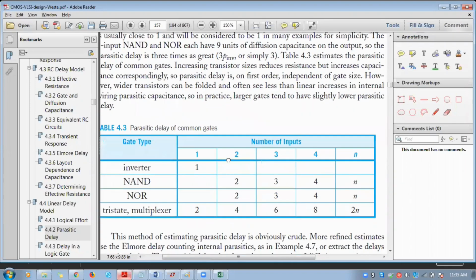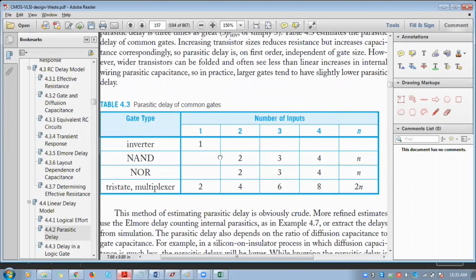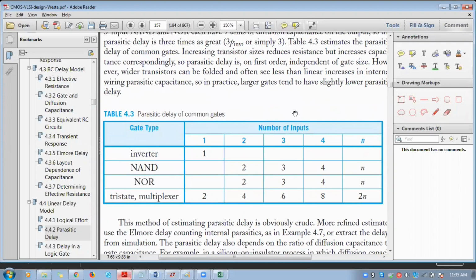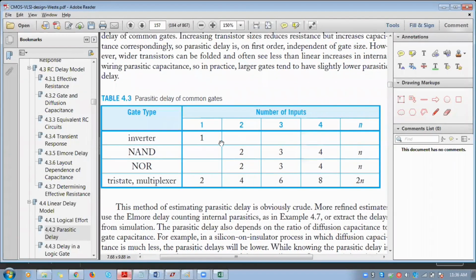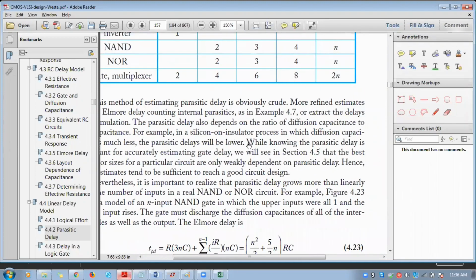These are all the general expressions for calculating parasitic delay. Whenever there is no load, you don't have any extra capacitance effect, so you have to take care only of the particular input capacitance to calculate the load. For the inverter, the parasitic delay is 1. For the AND gate, the general expression is n. For the OR gate, also the general expression is n. As per the number of inputs, that many parasitic delay values will be there. For multiplexers and tri-state buffers, it will be 2n, depending on the number of inputs.